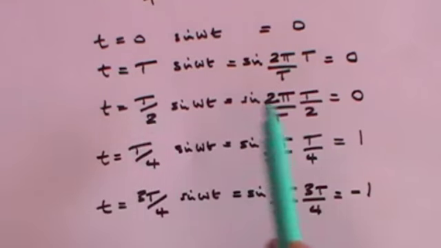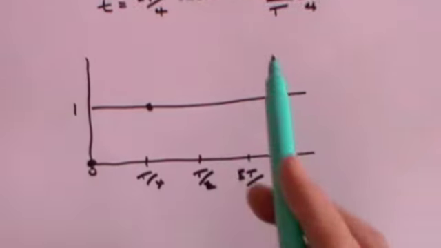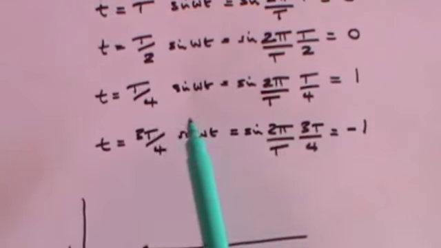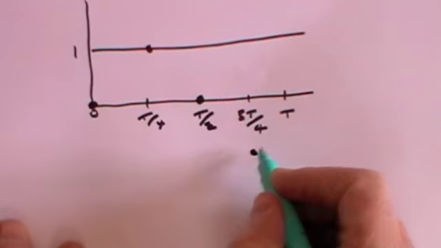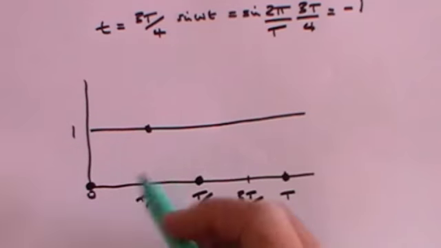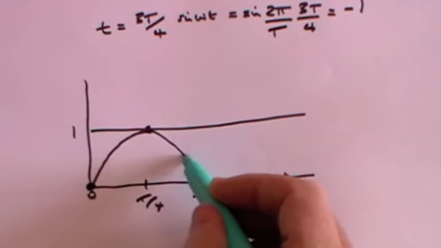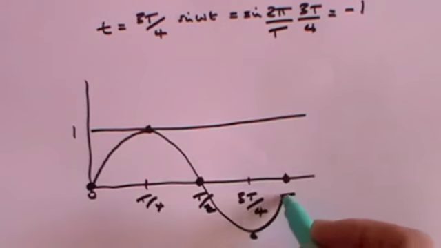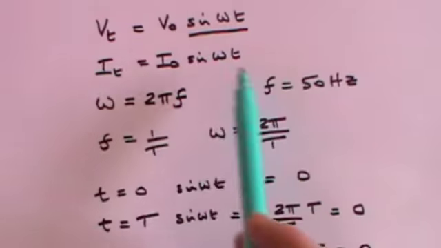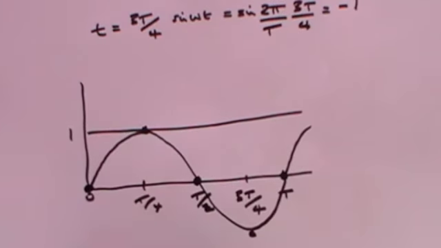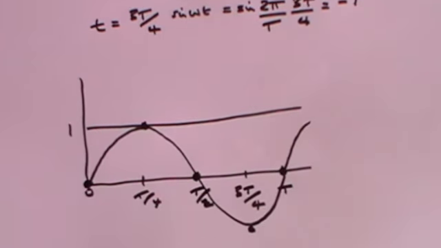When t was T over 2, sine omega t was 0. When t was 3T over 4, sine omega t was minus 1. So that's going to be down there. And when t is T, the sine of omega t is 0. So what we've got is the sine wave we were looking for. And of course it continues to do that. So in other words, this formulation of sine omega t is what gives us this shape of sine wave.